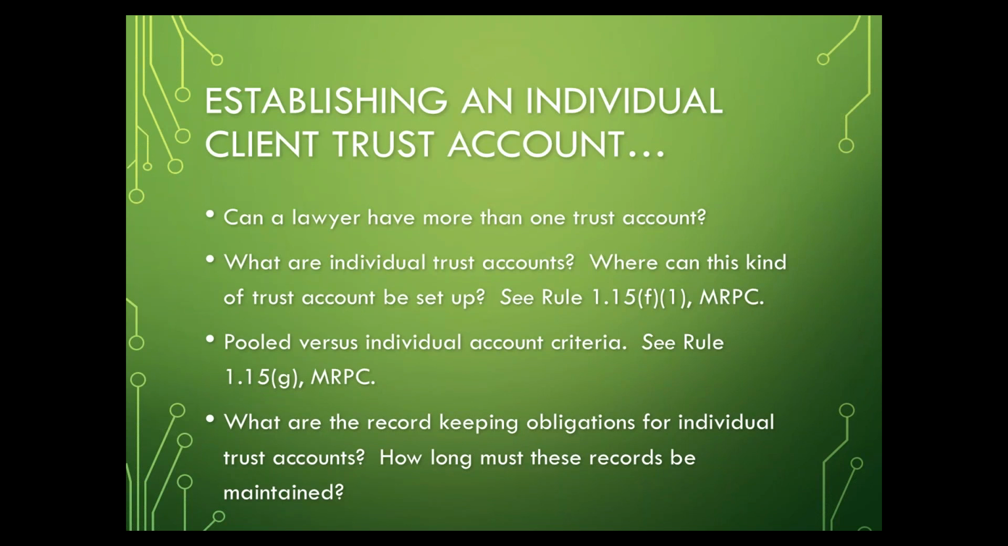So the record keeping obligations for an individual trust account or a pooled IOLTA account are the same. You have to maintain records for each trust account that you have for a period of 6 years. And this obligation in particular is why you don't see lawyers having multiple individual client trust accounts, because then you're keeping records on all of those accounts for the 6-year period, and you have to engage in duplicate balancing and reconciliation procedures with those accounts. Any questions?